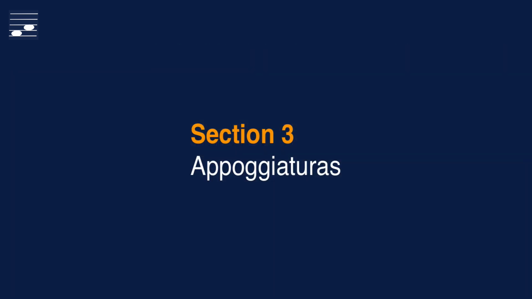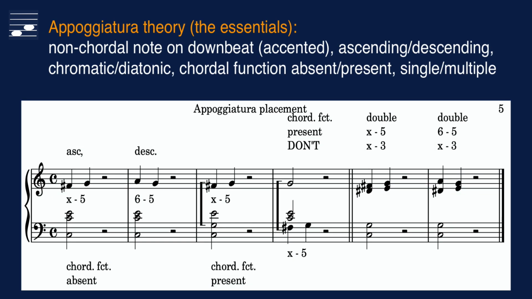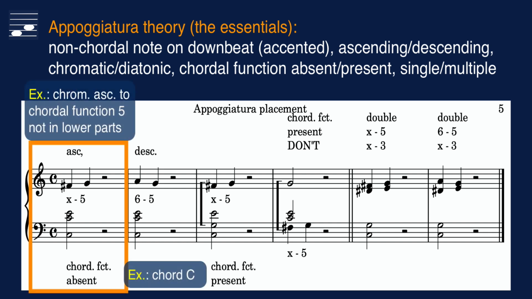Now you'll discover the usage of the main element, the many appoggiaturas in this Schumann piano piece. Please fasten your seat belts for an appoggiatura crash course. The overview is shown here with typical appoggiatura cases, which are downbeat and stressed non-chordal notes that will move stepwise, either chromatically or diatonically, into a chordal function. The first example is the chromatically ascending F sharp into the chordal function 5, the note G in the C major triad.